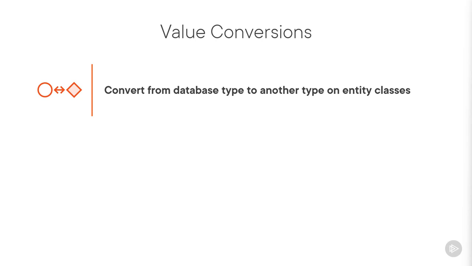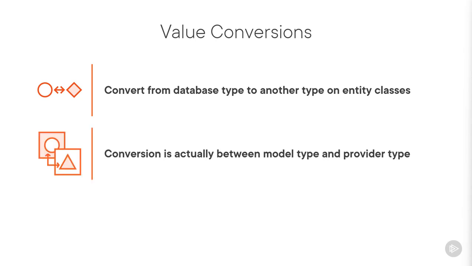But this description is actually a bit misleading. In fact, such a conversion does not involve the database, but is rather a conversion between a model type and a provider type, which is entirely handled in our .NET code utilizing EF Core's value conversions. The model type is the type that was specified for the property in our entity class. This could, for example, be an enum type. And the provider type is the type understood by the database provider.